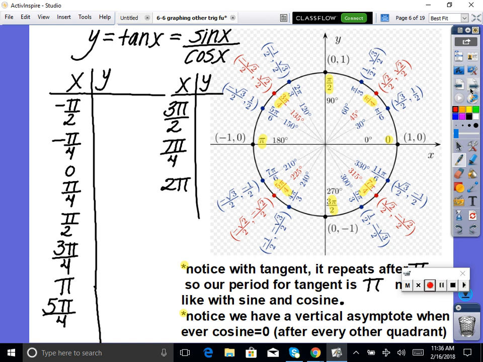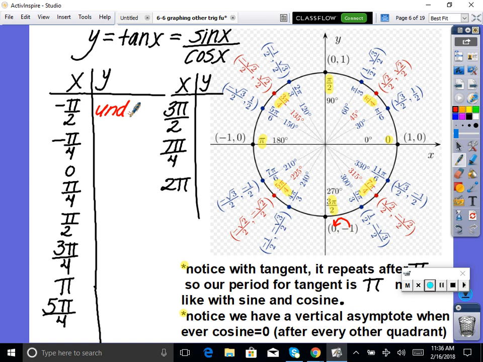Here we go. So at negative pi halves, that would be right here. Tangent is y divided by x. Didn't we just say that was undefined right there? Asymptote. Can we divide by 0? No. Does everybody see what I'm putting, undefined? Okay, now we're going to plot pretty points.